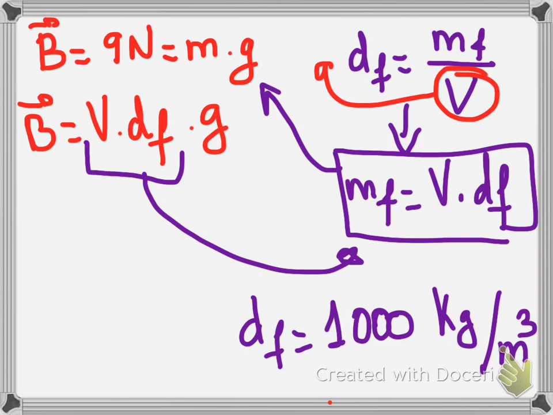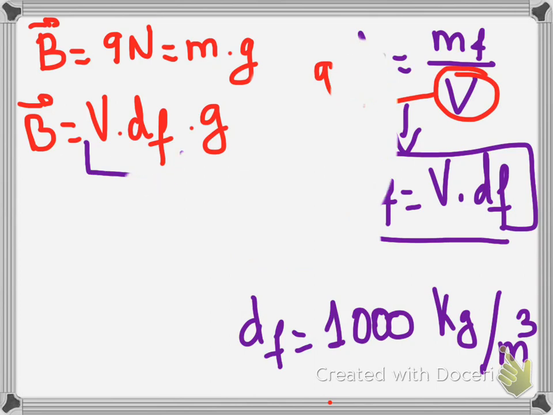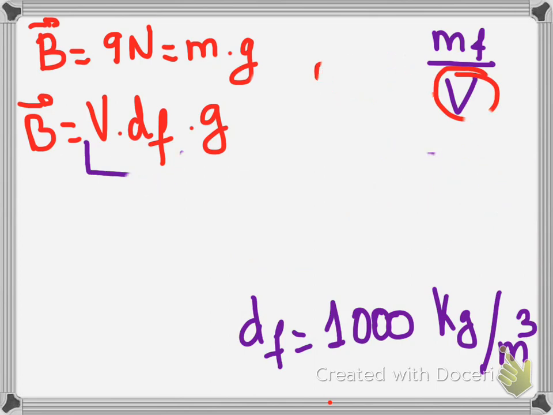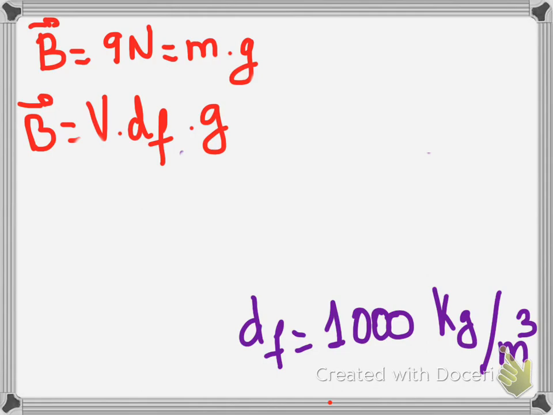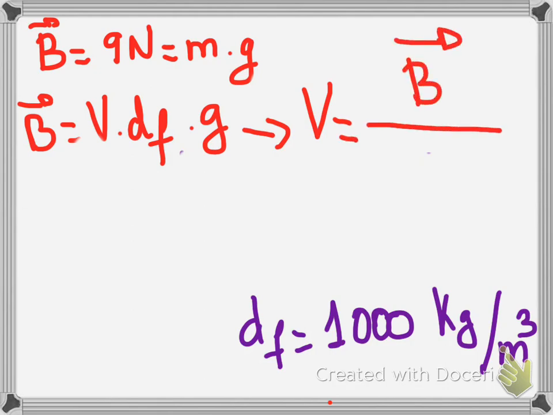So I'm going to delete a few things here to make it clear. What I'm going to do now is to write this equation in terms of volume, right? And then I just need to replace with the numbers. So if I write down this equation in terms of volume, volume is going to be the same as buoyancy divided by density and gravity, right? So let's replace our information.